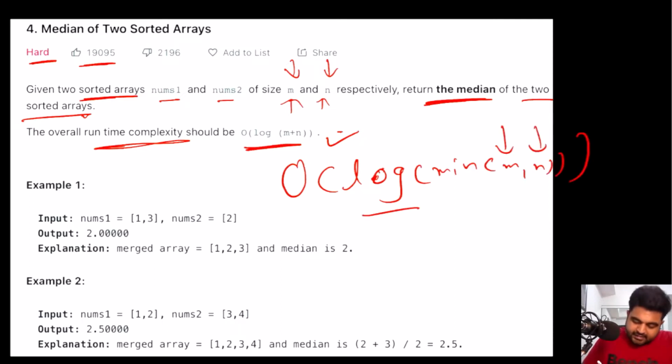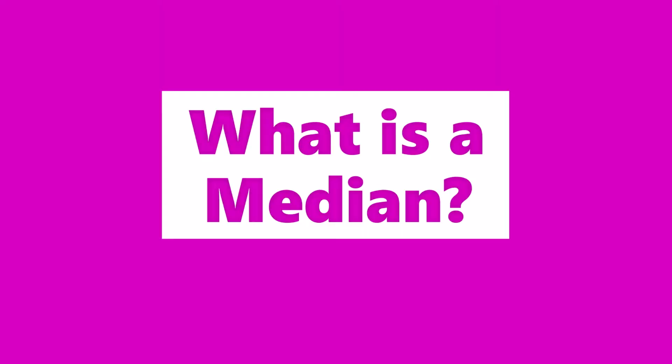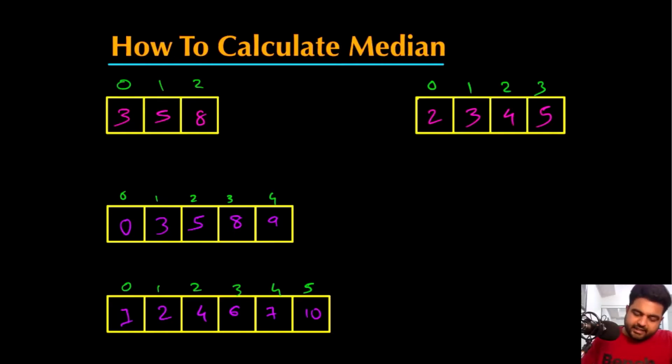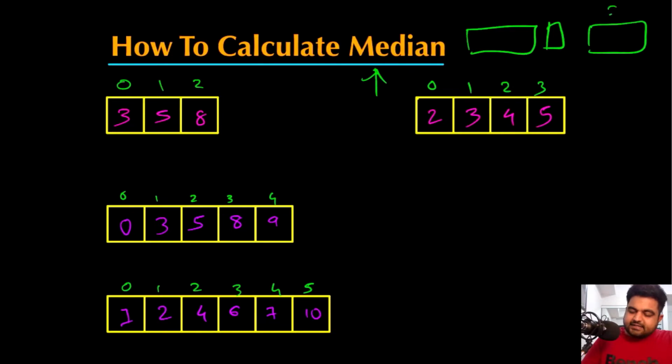So before we understand this problem any further, first let's see what a median means. A median is basically any single position inside a given array where everything on the left-hand side and everything on the right-hand side is of the same length. So whatever the amount of elements it has on the left side, the same amount of elements it has on the right side. Now there could be two cases: there could be odd numbers or there could be even numbers, and for each one of them I'm going to show you how to calculate the median.